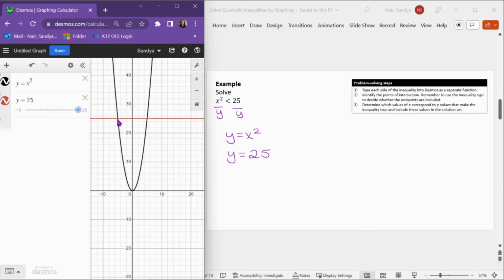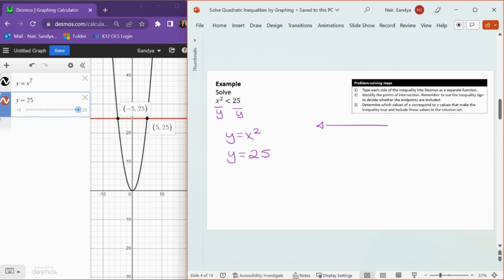Okay, so now if we look at this and if we click on both endpoints, we have endpoints at negative 5, 25 and 5, 25. So if we graph this on the number line, we have negative 5 and we have positive 5. So since we have a less than sign, we're going to have open circles at both of these endpoints.